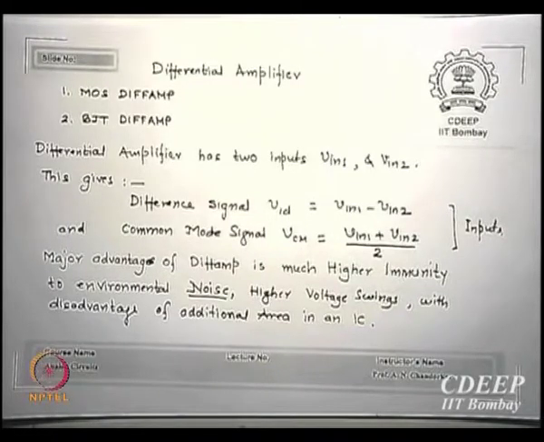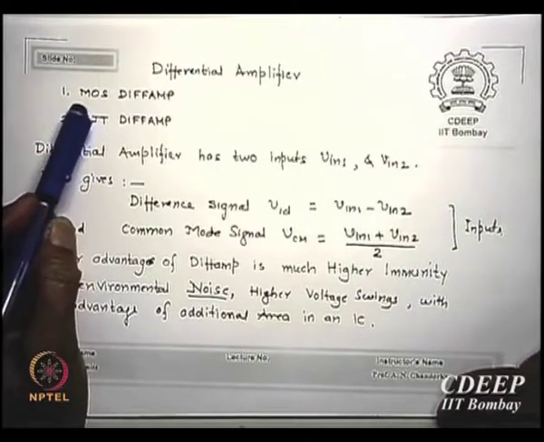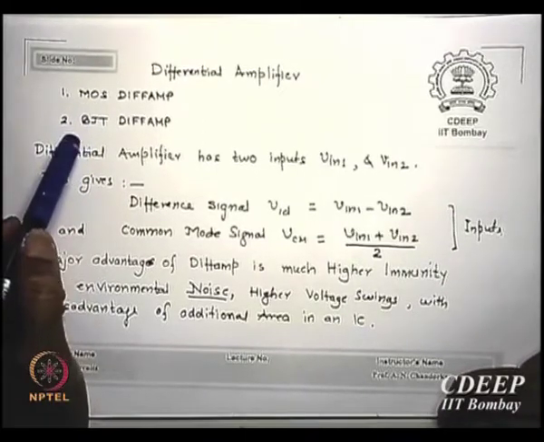There are 2 kinds of diff amp in the market, op amps in the market, one using BJTs. Which ones are you using? The number right now, 741, which is mostly bipolar. 741C is a MOS device. So either you can get MOS op amp or MOS diff amp, or you can get BJT diff amps.